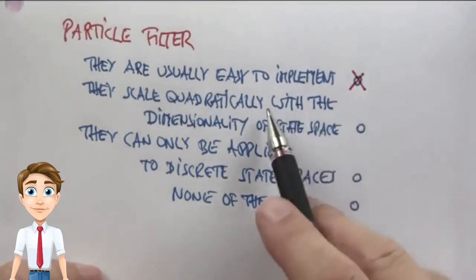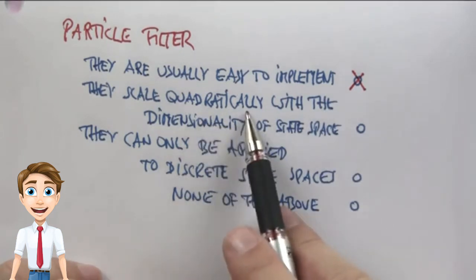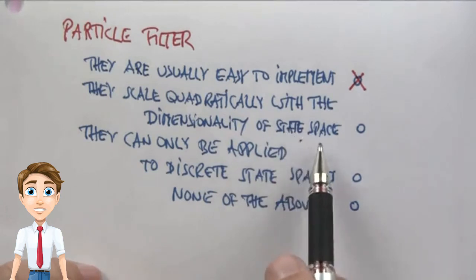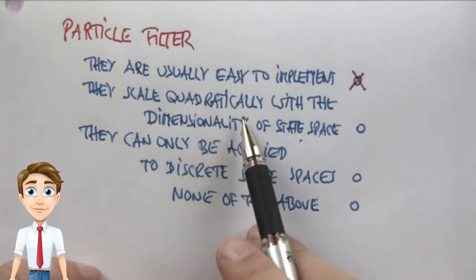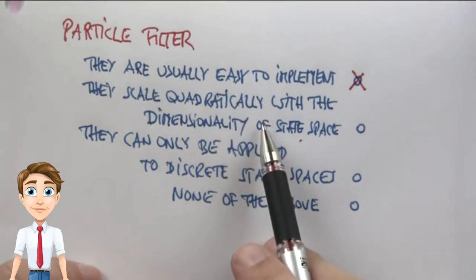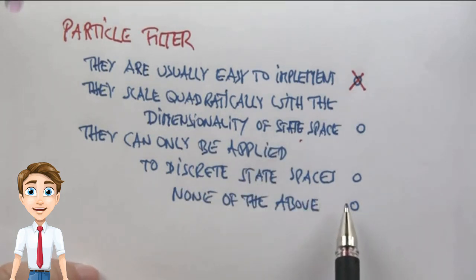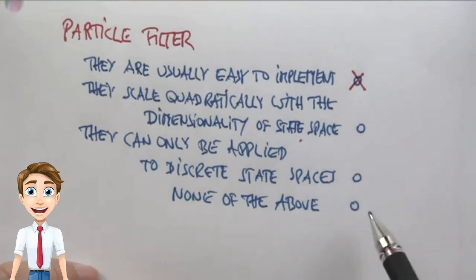They are usually easy to implement compared to any other filter. They do not scale quadratically. In fact, normally they scale exponentially with the dimensionality of the state space because you need exponentially many particles to fill out the state space. The filter that scales quadratically is called a Kalman filter, but we didn't really talk about it in this class. They can only be applied to discrete state spaces is clearly wrong. We saw how to apply them to robot localization, which is a continuous or real value state space. And because this first one is true, the last one, none of the above, is clearly false.